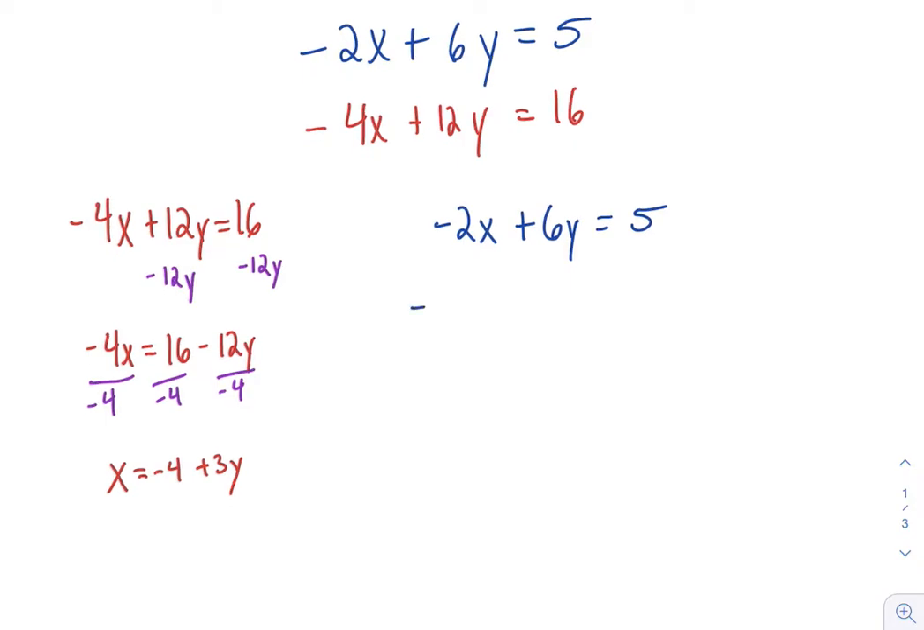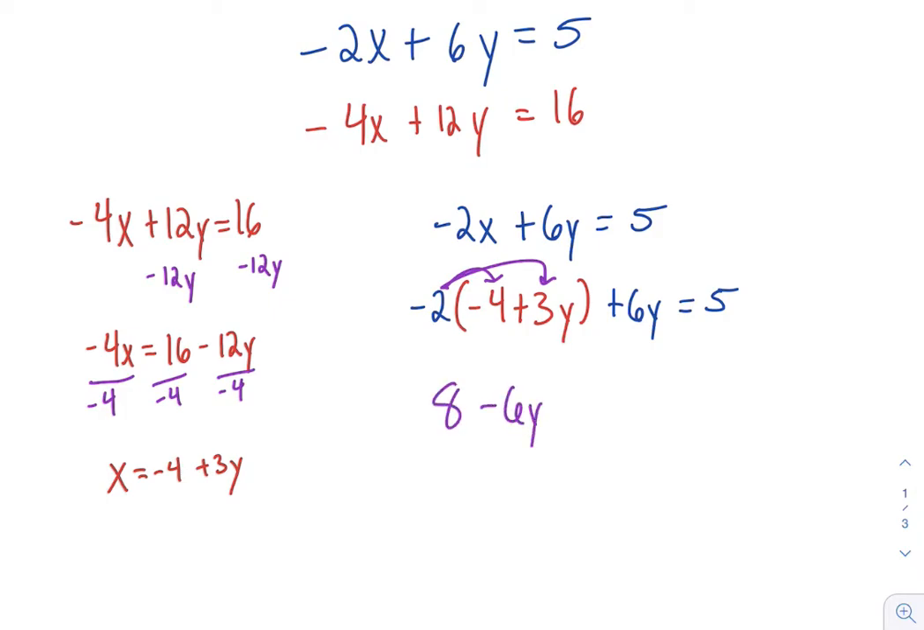All right, so I'm going to substitute in my x. Anywhere I see x, I'm going to write the equivalent expression, which is negative 4 plus 3y. I'm going to take the expression from my first step and replace the x in the other equation with that expression. From here, I'm going to want to solve for y. The first thing I would have to do is distribute that negative 2. Negative 2 times negative 4 is a positive 8. Negative 2 times 3y is minus 6y. And then plus 6y equals 5.